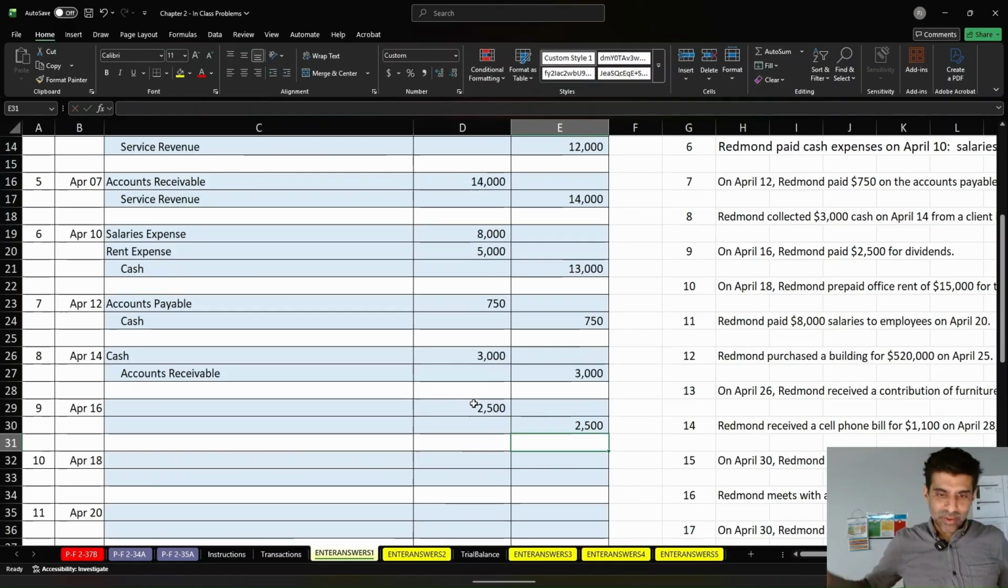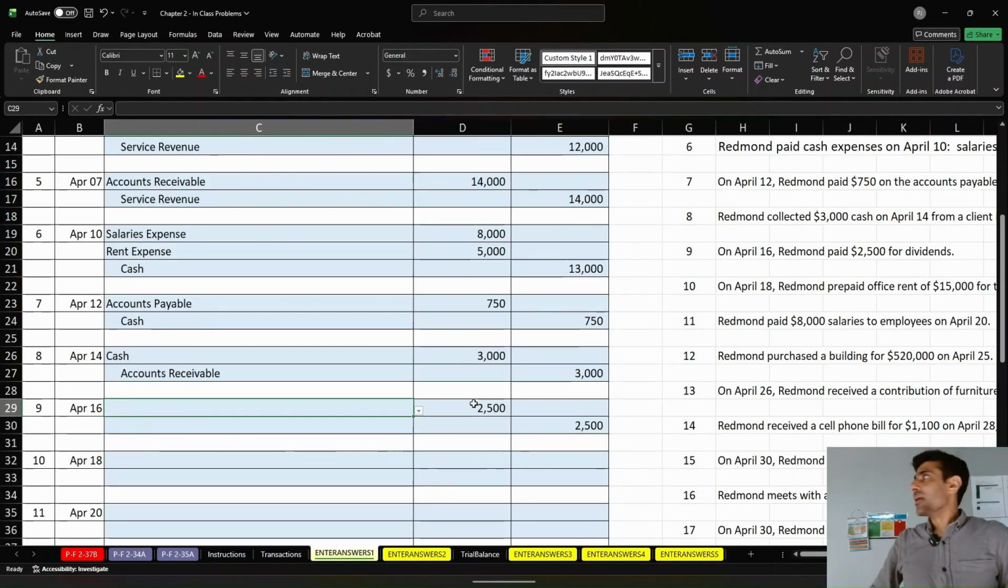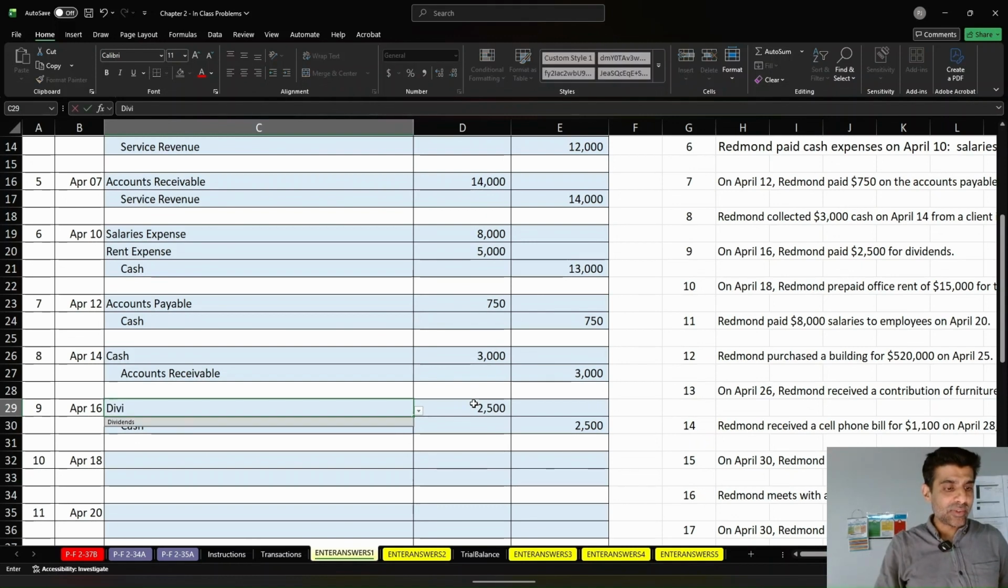Okay, look, I know it's going to be a debit of something 2,500 and a credit of something for 2,500. The easy one is cash. Cash is going out the door. Cash is going to be the credit. Agreed? When you pay a dividend, the cash from your business is going to diminish. The cash balance of the owner's personal bank account is going to go up. We call that a dividend.